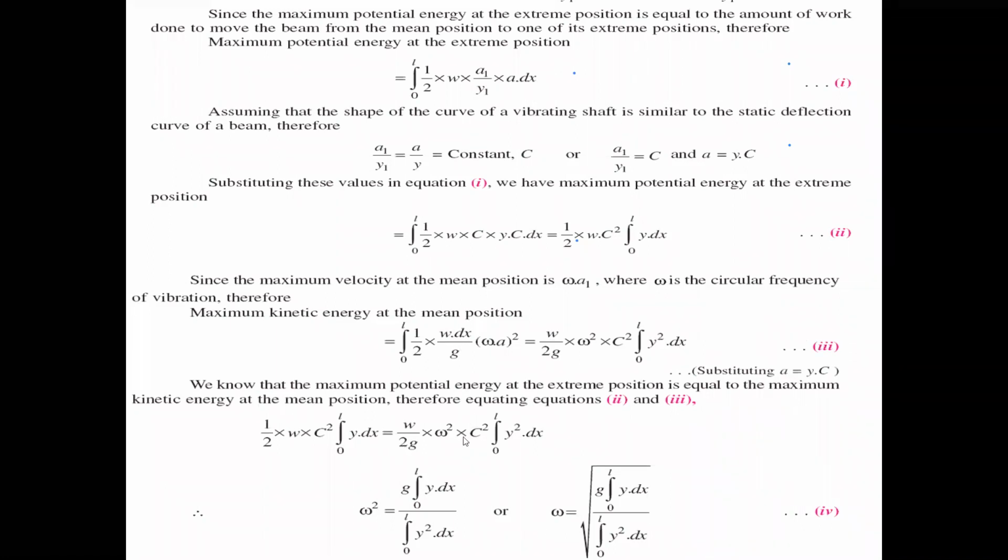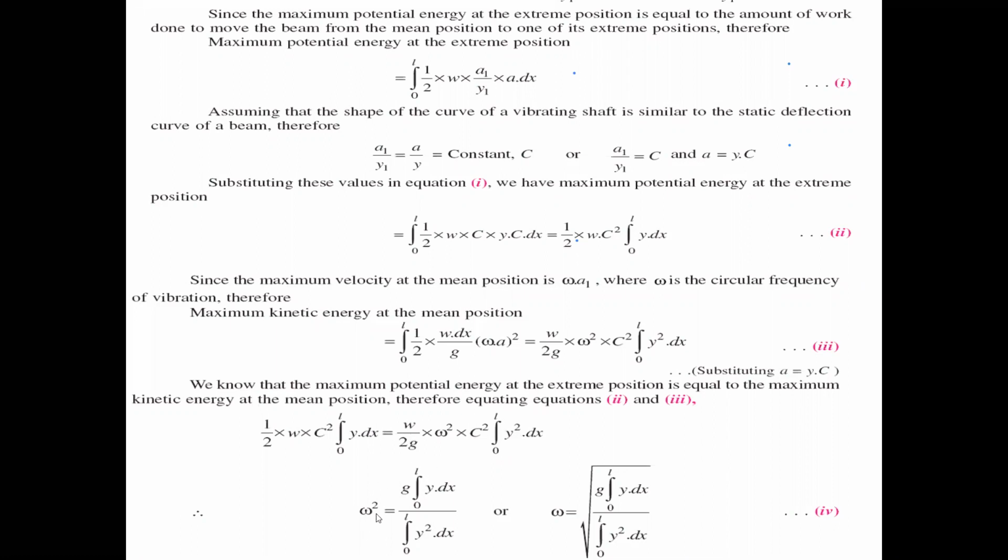Now both are equated. Why? Because in the energy method both are equal. So that is 1 by 2 into omega w c square integral of y dx equals w by 2g into omega square c square integral of 0 to L y square dx. So the common terms are cancelling here.